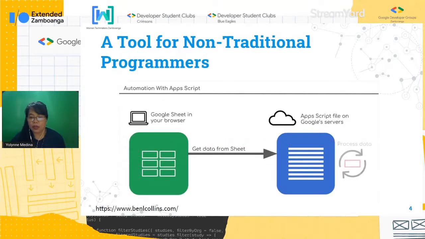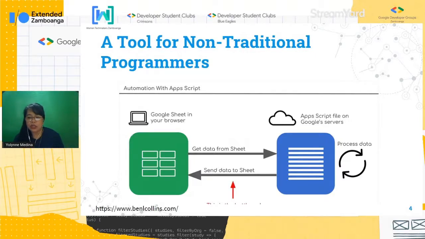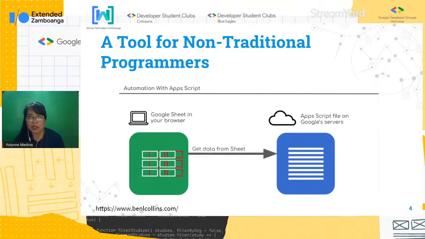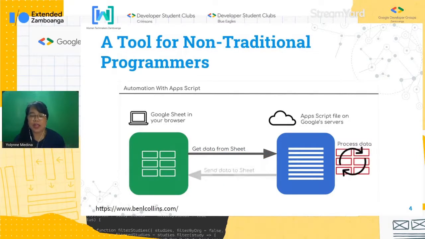So ang Appscript, it started in August 2009. So halos 12 years na siya. Okay. So G Suite scripting, it's actually the official Google Workspace na ngayon, dati G Suite naman.